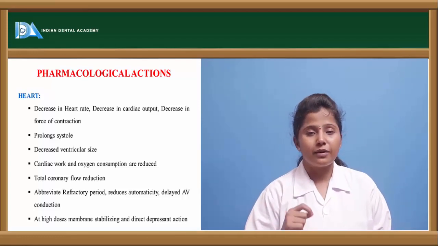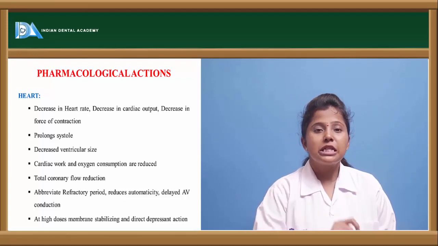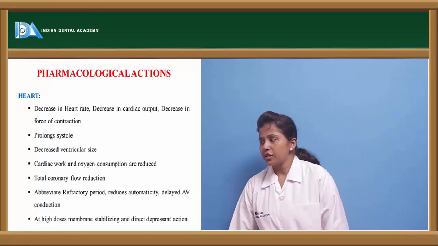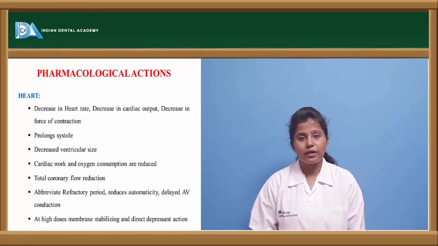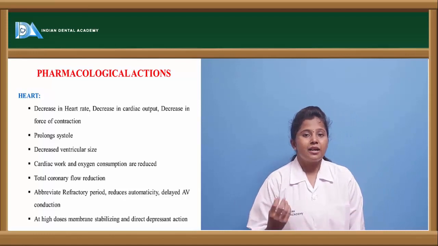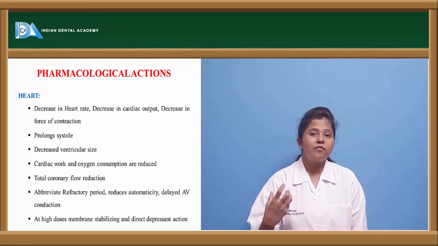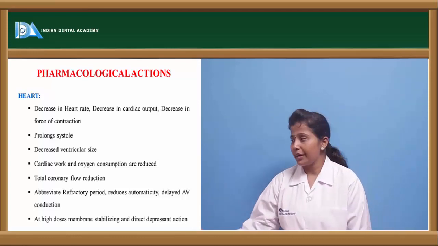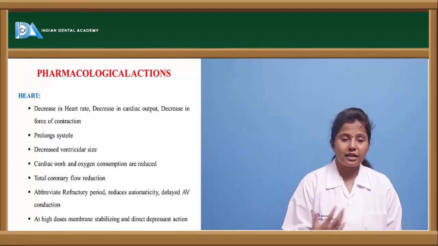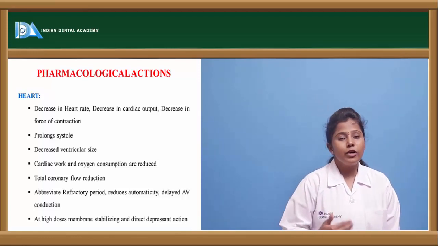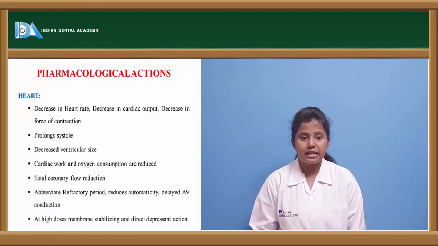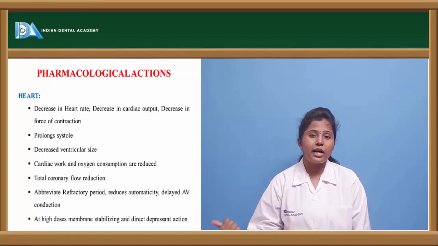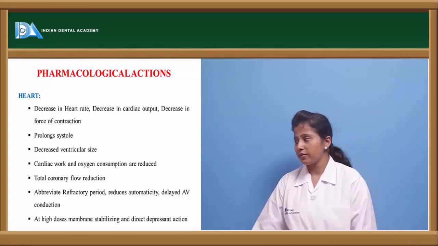For blood pressure, we have systolic as well as diastolic pressure. The systolic period is prolonged because of propranolol, and it shows decreased ventricular size. Not exactly the size; what this means is that the volume of blood coming out of the ventricles may be decreased. That is called decreased ventricular size, and the cardiac output and oxygen consumption are reduced. When we do excessive or massive exercise, the oxygen required to perform that exercise can be reduced because of this propranolol.